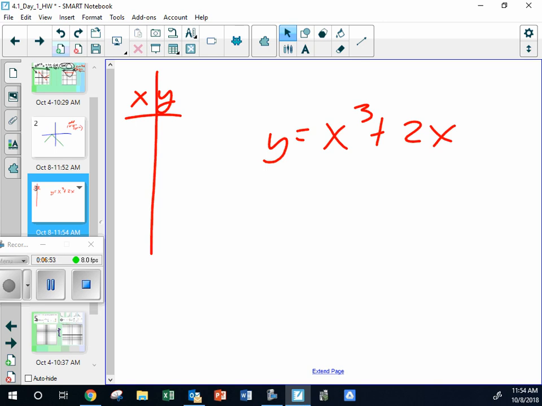In a moment, I'm going to ask you to compare with the kid sitting next to you. So have yours ready and legible, and I'm going to pause for a second while you find 3 points that are on this function.